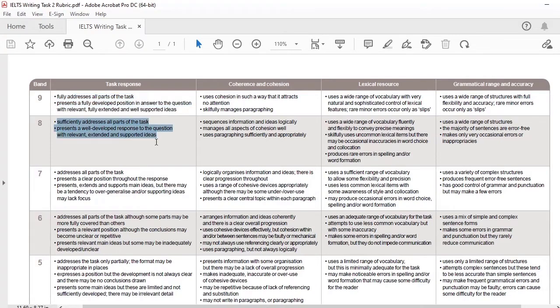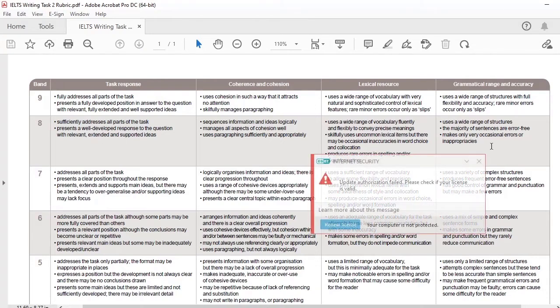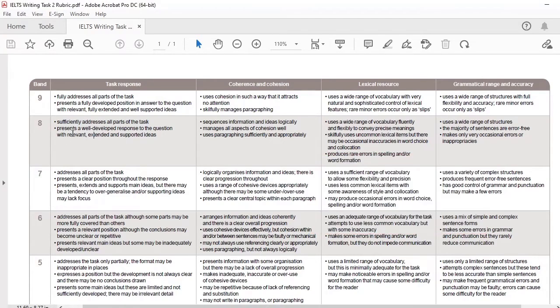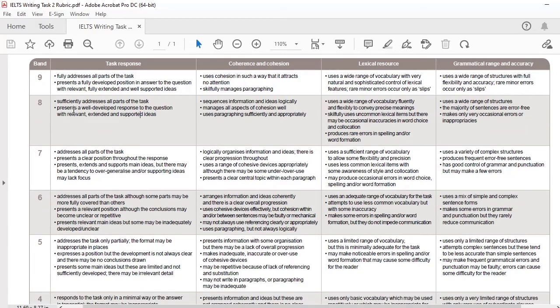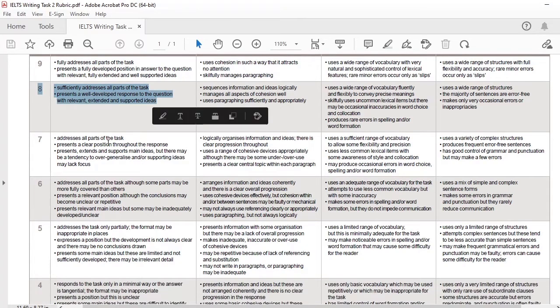So I don't think she is getting an 8 either. Presents a well-developed response to the question with relevant, extended and supported ideas. So she hasn't given an extended explanation with supporting ideas for all of her points. So she is not getting an 8 either.